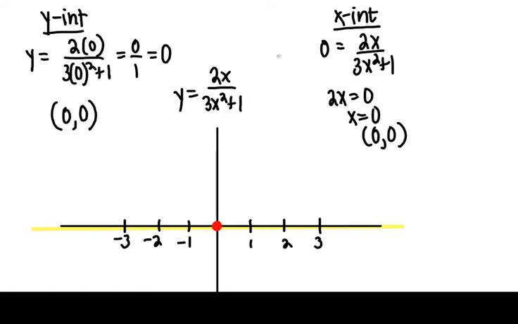Let's put a positive 1 in. If we put a positive 1 in, we're going to have 2 times 1 over 3 plus 1. So that's going to give us 2 over 4, which is 1/2. So when I put a positive 1 in, I'm going to get 1/2 out.